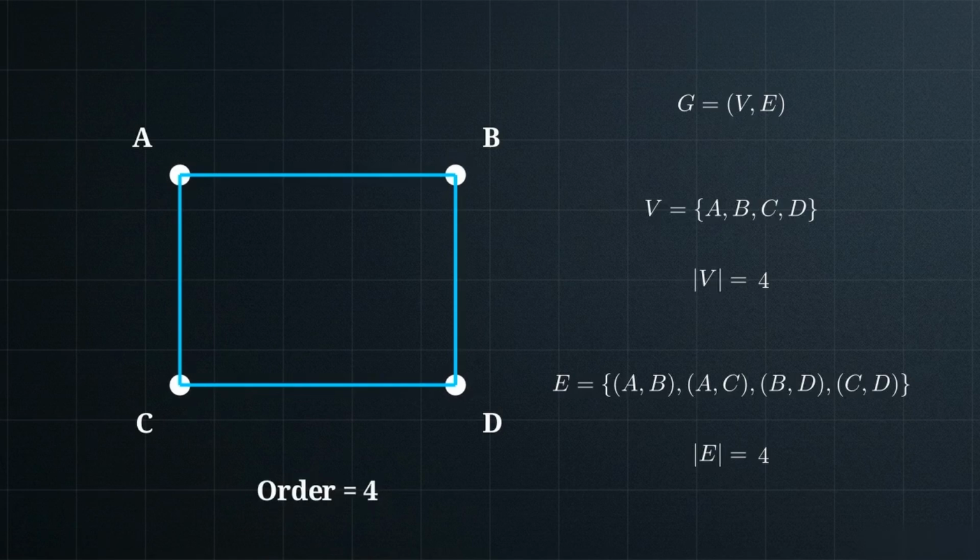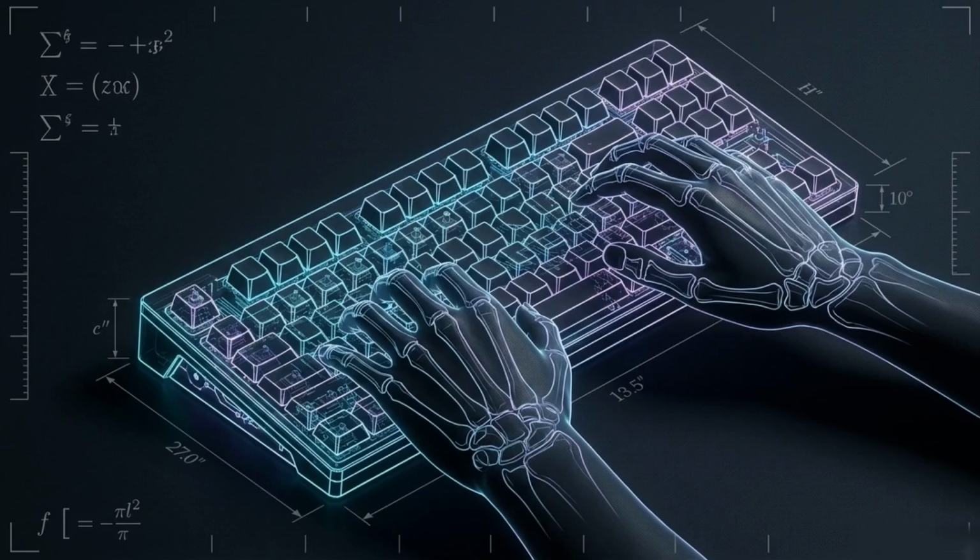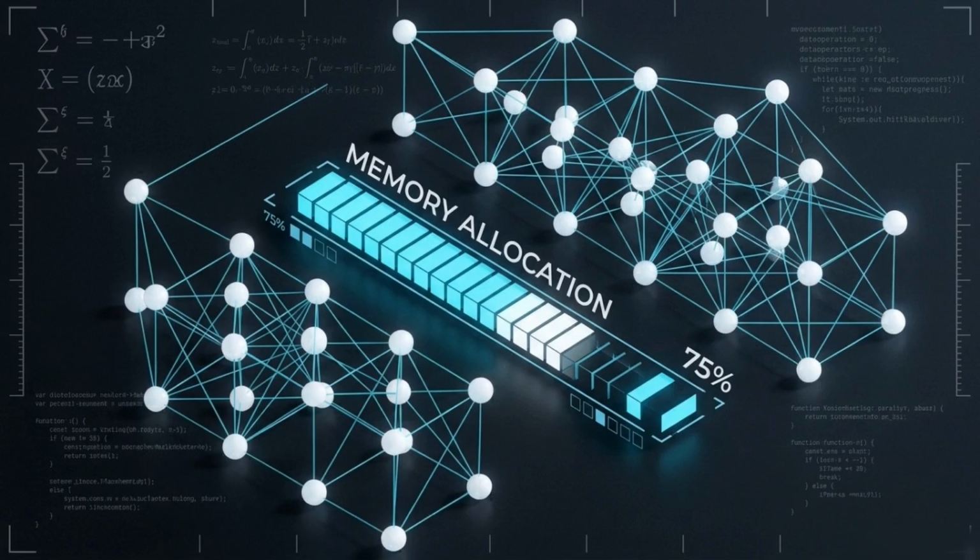Here, the order is 4. Tallying the total number of edges gives us the size. In this structure, the size is also exactly 4. Order and size provide the specific variables a software engineer uses to calculate the memory limits and computational complexity of any algorithm applied to the network.